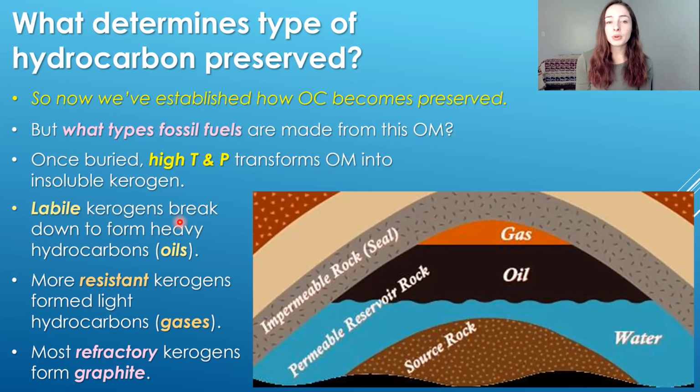Labile kerogens, or more reactive, more easily broken down kerogens that just narrowly escape complete microbial decomposition, ultimately form heavy hydrocarbons when preserved, aka oils. More resistant kerogens, however, those that were a little bit harder for those microbes to break down, and probably more of them were able to get past those microbial barriers and ultimately become preserved, those more resistant kerogens ultimately form light hydrocarbons, aka gases. And lastly, the most refractory kerogens, the most difficult for microbes to break down and the ones that most often get past all those microbial barriers, ultimately form graphite.